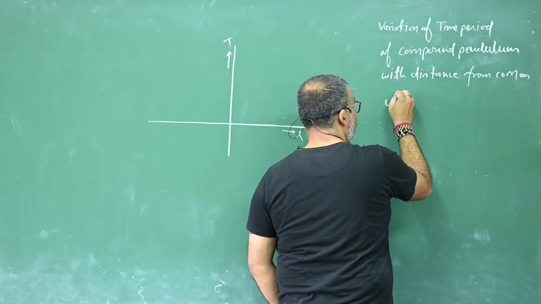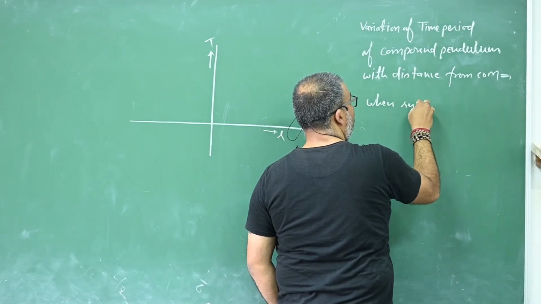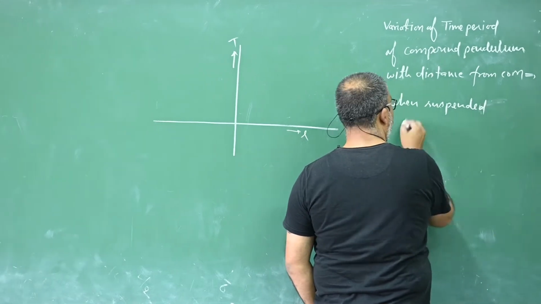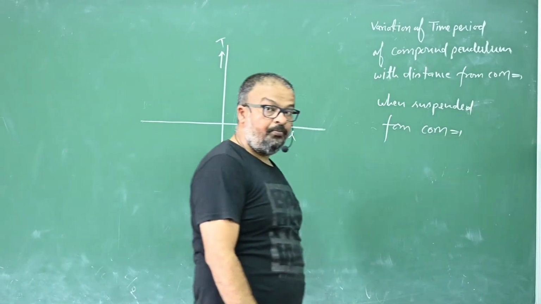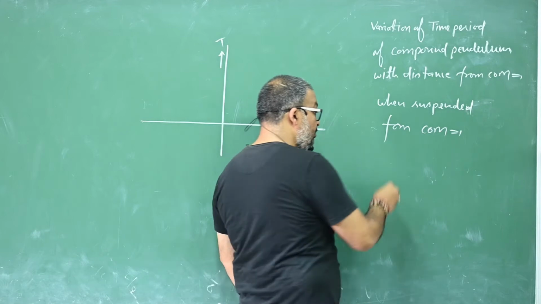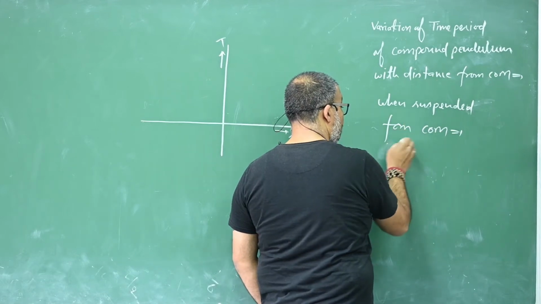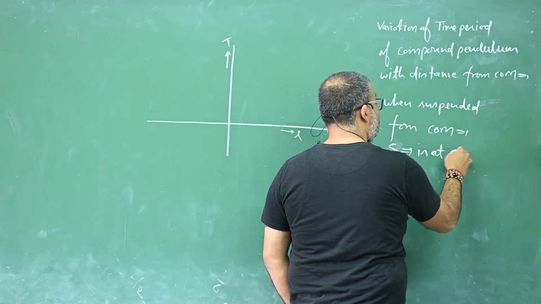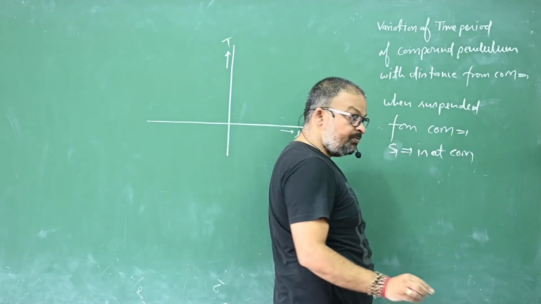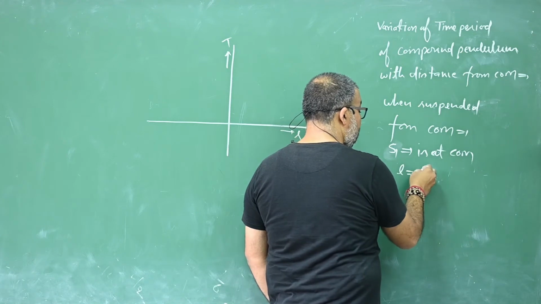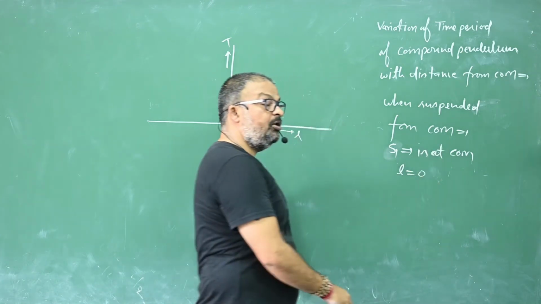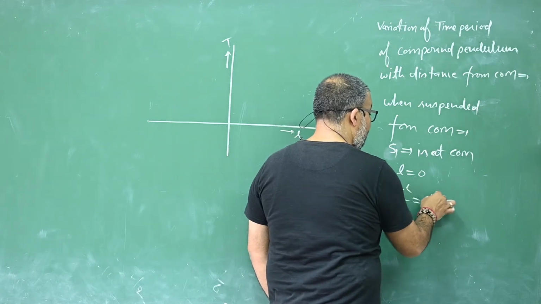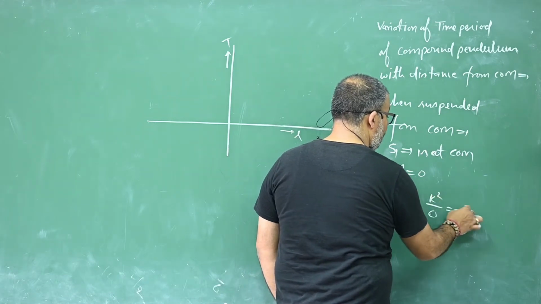First case, when the compound pendulum is suspended from the center of mass, so the point of suspension is at the center of mass. When this point of suspension is at the center of mass, the distance of the center of mass from the point of suspension will be 0. So how much will be k square by L? K square upon L, with L equal to 0, will be infinite.